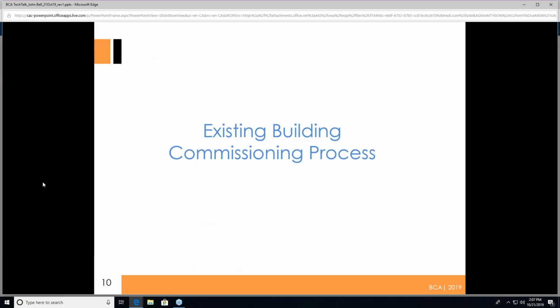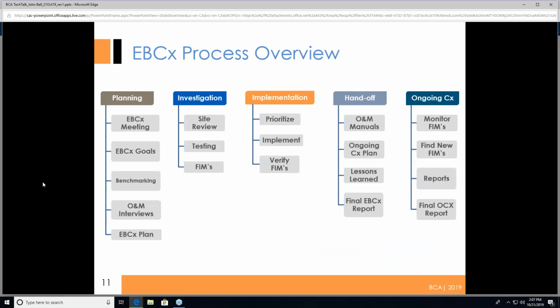Okay, so if we look at the EBCX process, the traditional process, we'd have our 4 phases, right? We'd have our planning, investigation, implementation phase, and of course, handoff. Now, within each of those phases, we'd have a series of goals, right? So we'd have a series of responsibilities and deliverables.